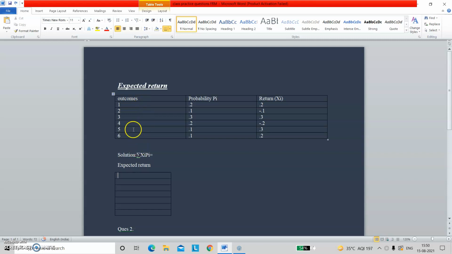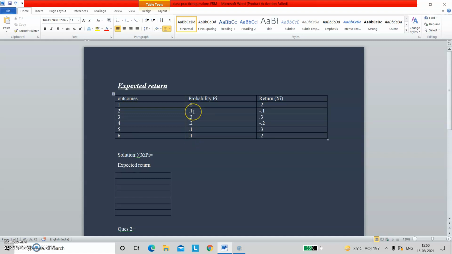The outcomes are 6, that is 1, 2, 3, 4, 5 and 6, and the probability of getting the return for any of the investment is, for outcome 1 it might be 0.2, that is 20%, for outcome 2 it is 10%, outcome 3 is 30%, 4 is 20%, and for 5 and 6 it is 10%. So in order to check the validity of the question, the summation of the probability of all the outcomes should be a maximum of 100% or 1.